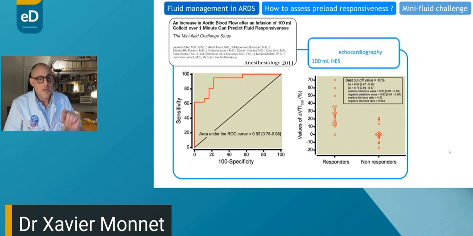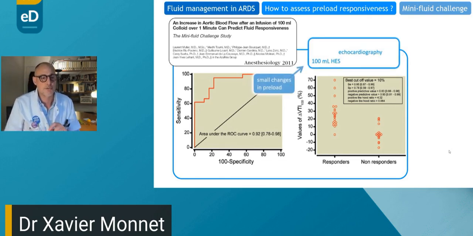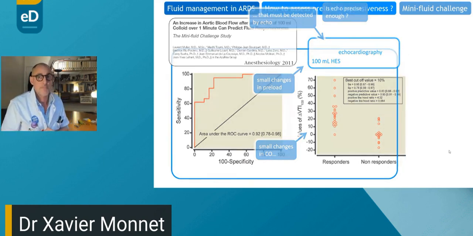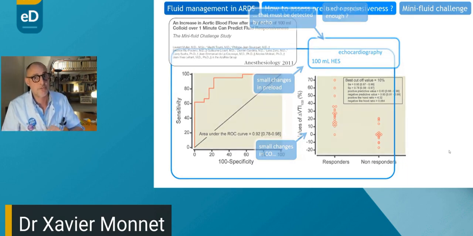But small changes in cardiac preload can only induce small changes in cardiac output, which were detected in this study with echocardiography. Is echo precise enough for assessing so small changes in cardiac output? I'm not sure. I'm even sure it's not the case.